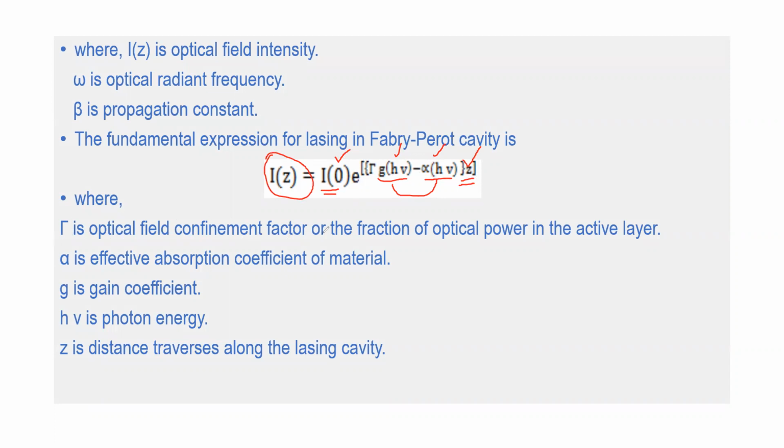Γ is the optical field confinement factor, or the fraction of optical power in the active layer. This is the optical power generated in the active layer, and it depends on the gain and the losses that are occurring. α is the effective absorption coefficient of the material, the losses due to absorption in the material. g is the gain coefficient, hν is the photon energy, and z is the distance traversed along the lasing cavity. This is the distance covered along the cavity.